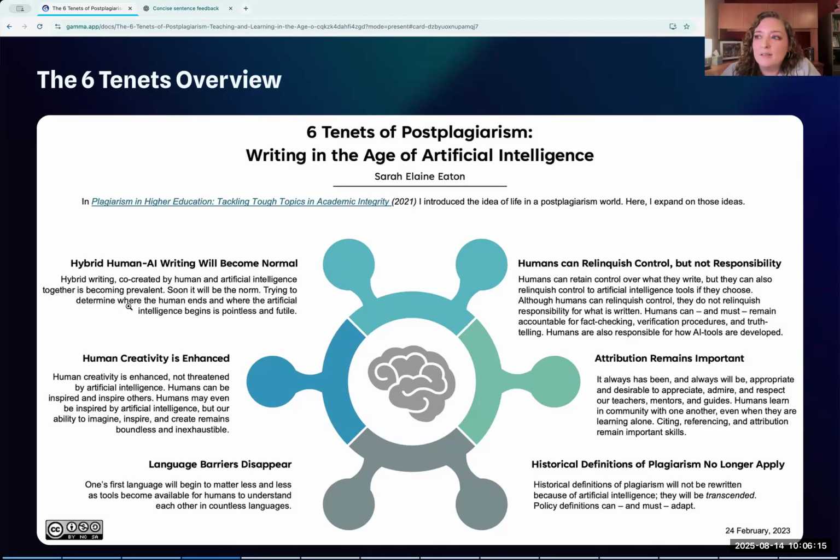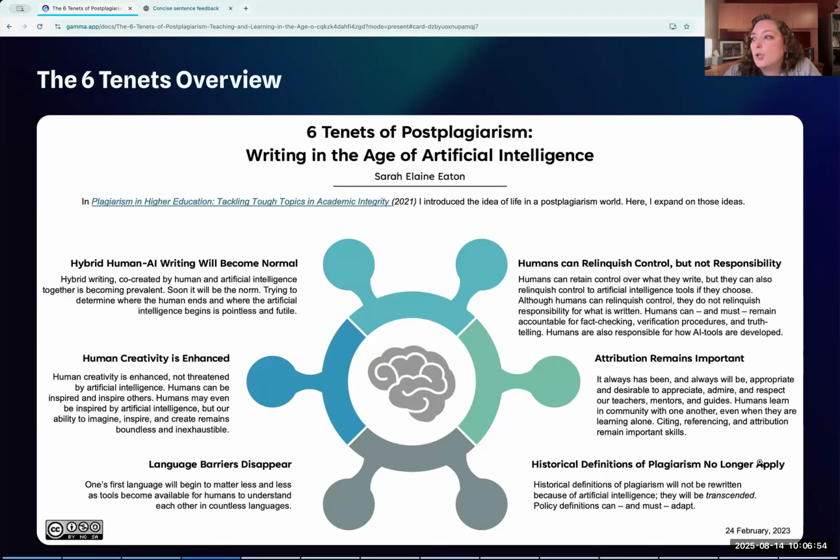Trying to determine where human ends and where artificial intelligence begins is pointless and futile. Human creativity is enhanced. So human creativity is enhanced, not threatened by artificial intelligence. Humans can be inspired and inspire others. Humans may even be inspired by artificial intelligence, but our ability to imagine, inspire, and create remains boundless and inexhaustible. Language barriers disappear. So one's first language will begin to matter less and less as tools become available for humans to understand each other in countless ways.